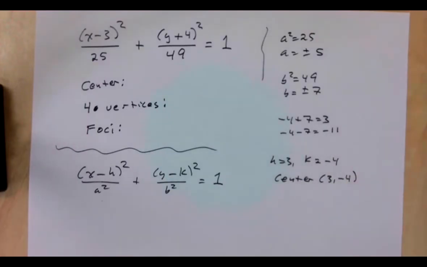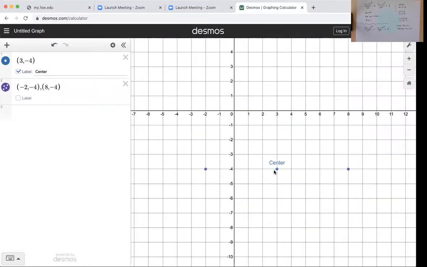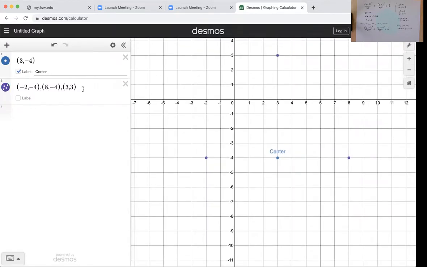Let's go back to Desmos. Move this a little bit. So x value is 3, and then we go up 7, 1, 2, 3, 4, 5, 6, 7. So 3, 3 will be another one, and we're going to go down 7. That'll land me at 3, -11. Can't quite see it, but I'll move it up a little bit. 3, -11. So those are my 4 vertices. So I should be able to draw my ellipse that'll go through those 4 points. 1, 2, 3, 4.